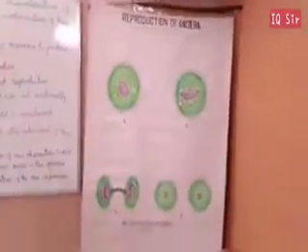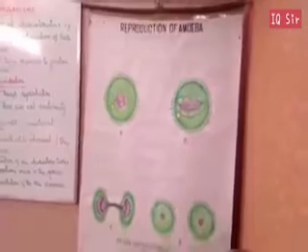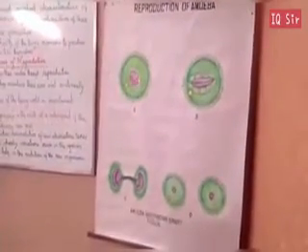It is defined as the ability of living organisms to produce more organisms exactly like themselves. I can explain this with the example of amoeba. This is the most simple organism. So how does it reproduce?